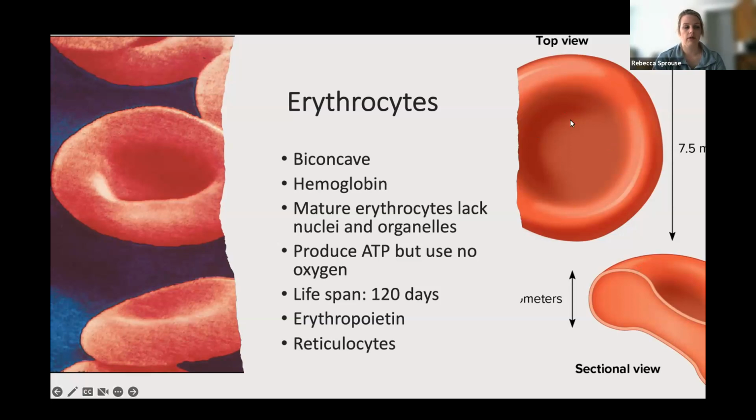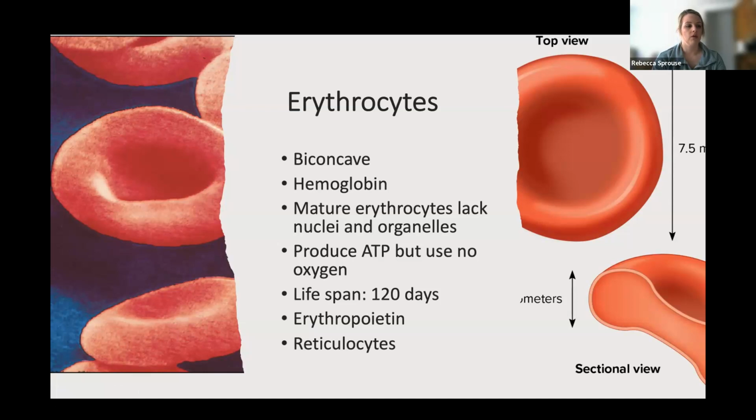Each red blood cell, we'll get into this a little bit more in detail, but each red blood cell can carry 4 oxygen molecules because there's 4 hemoglobin chains. The lifespan of a red blood cell is 120 days. And remember, it can't replicate because it doesn't have a nucleus. So new ones are being formed from the red bone marrow to replace the old.